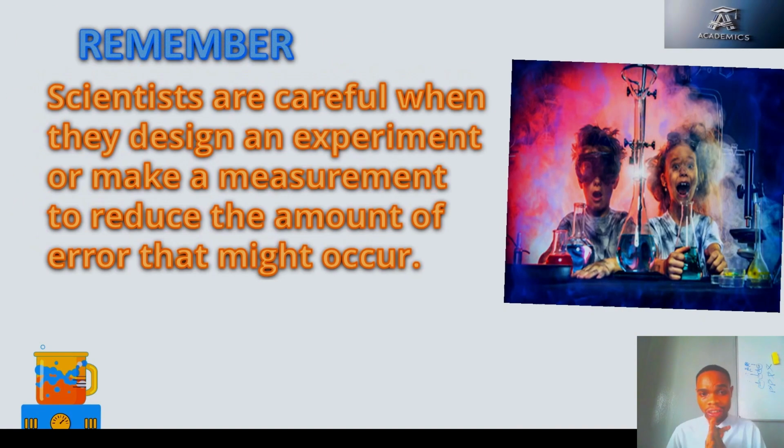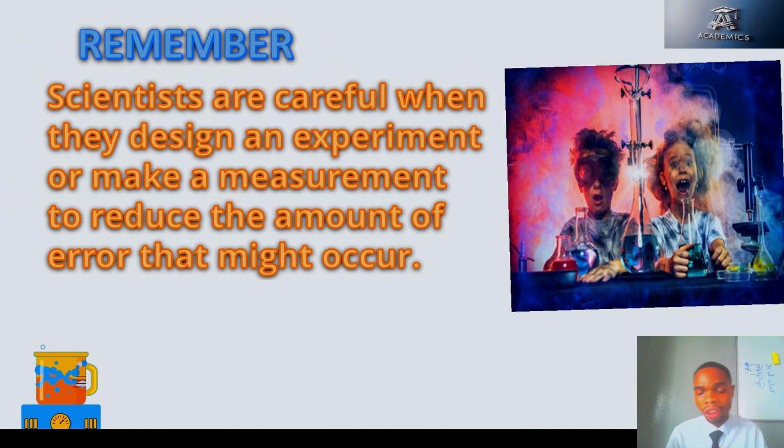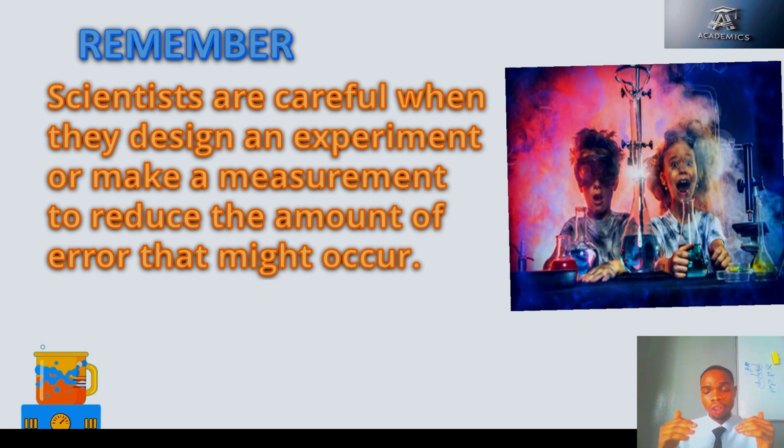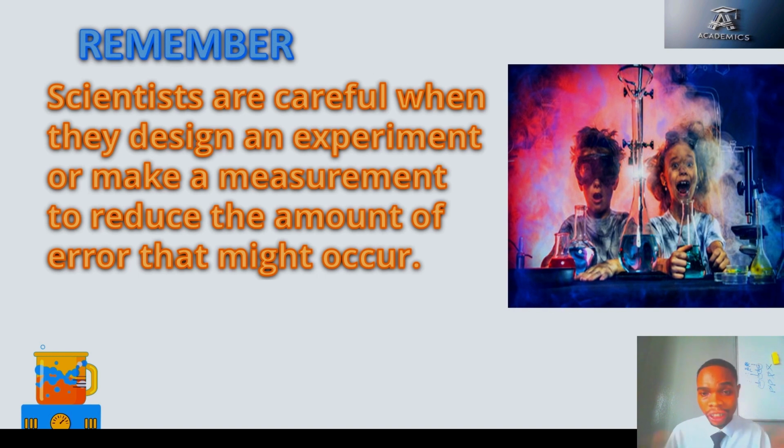What you have to know is that as a scientist, you have to be careful when you are planning your experiment or making any measurement, in order to minimize error or to eradicate error altogether. So error can come in at any time. That is why you have to be very careful when you are carrying out your measurement or planning your investigation. As you plan your investigation, also plan for sources of error, so that you arrest it immediately before it comes in.